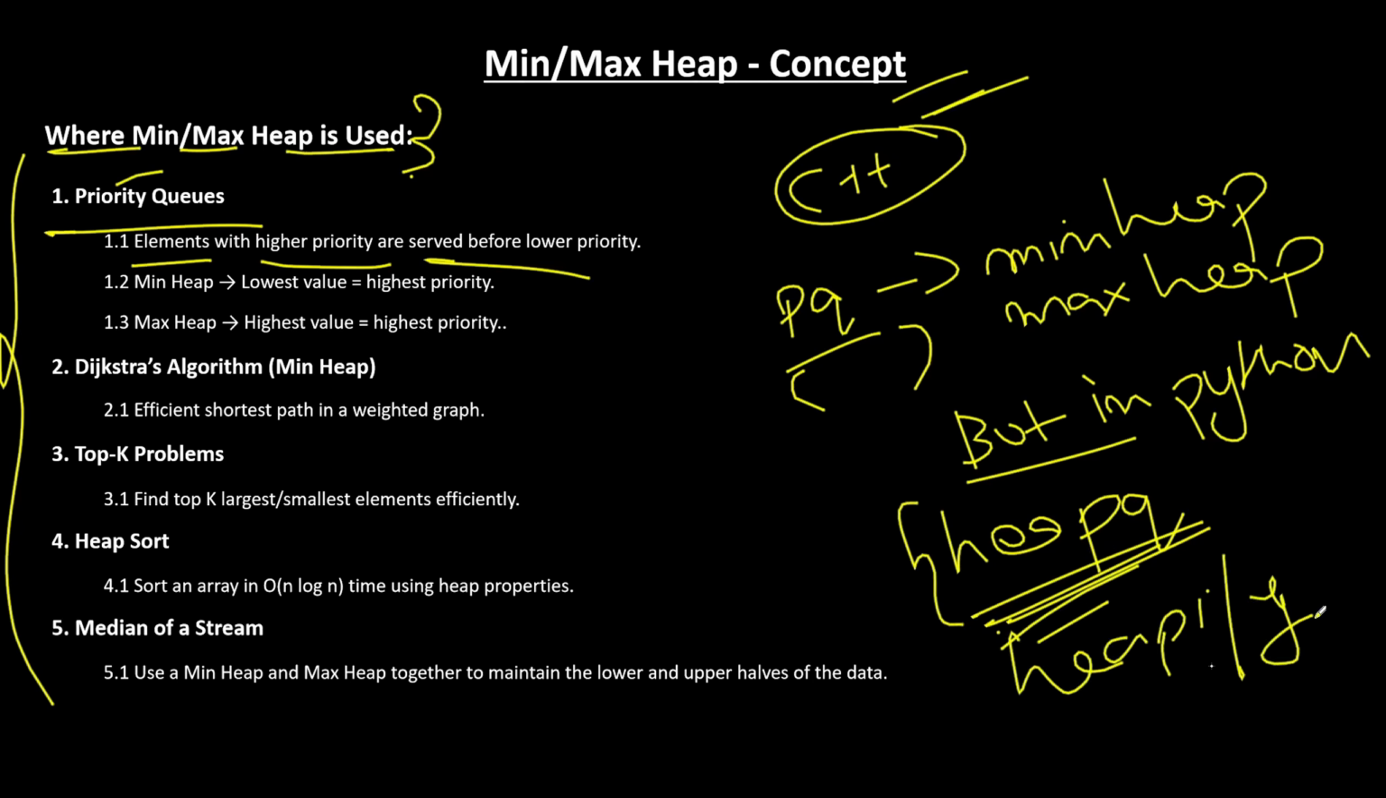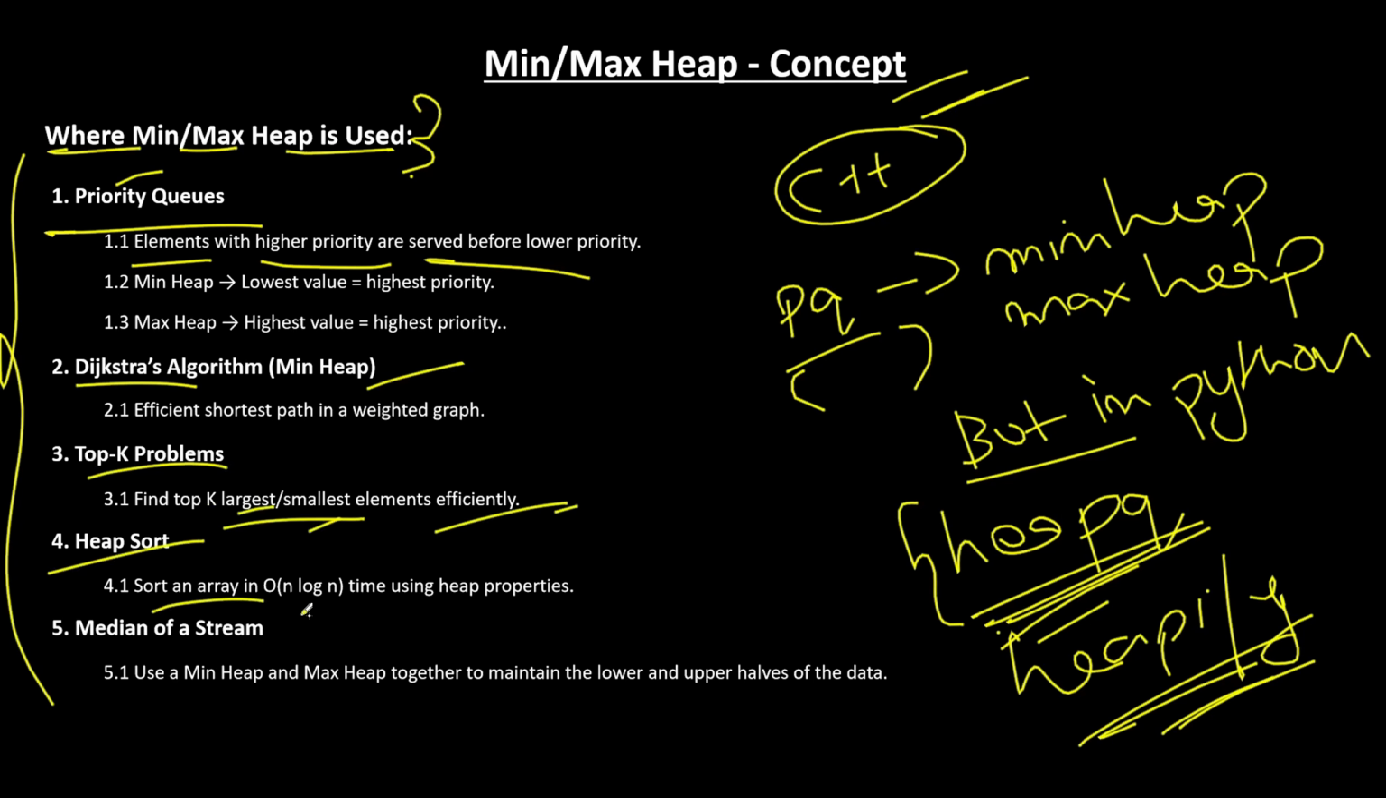Okay, we will learn about this. Now, Dijkstra algorithm uses this min heap concept. Top K problems use this min heap concept when we have to find the largest or the smallest element efficiently. Heap sort uses the min max concept and it takes n log n time complexity.